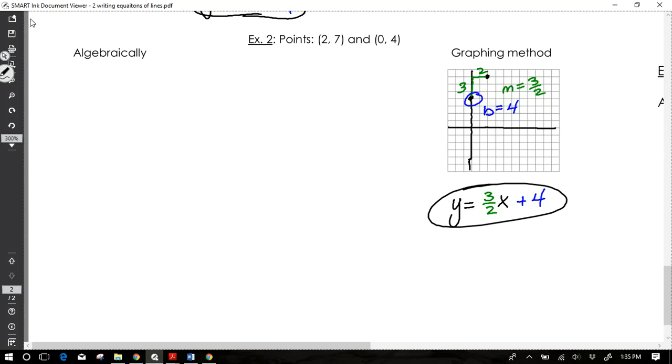So I want you to start out doing steps 1, 2, and 3 on your own. I want you to identify the x and y values from the ordered pairs, write down your slope-intercept form of a line, and then use the slope to find the m. Pause the video while you do that.